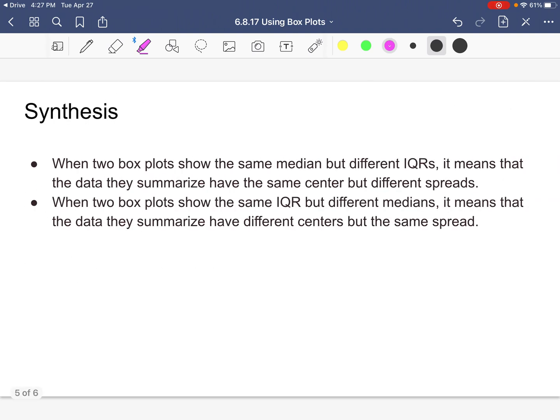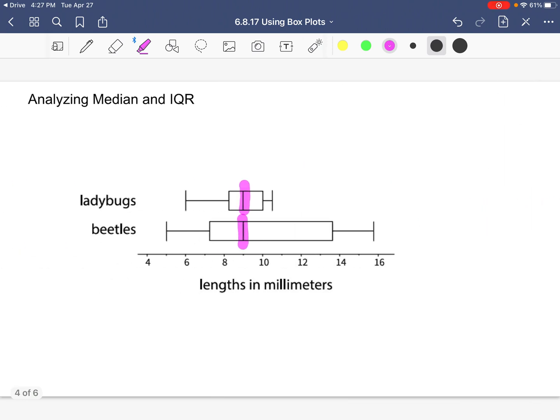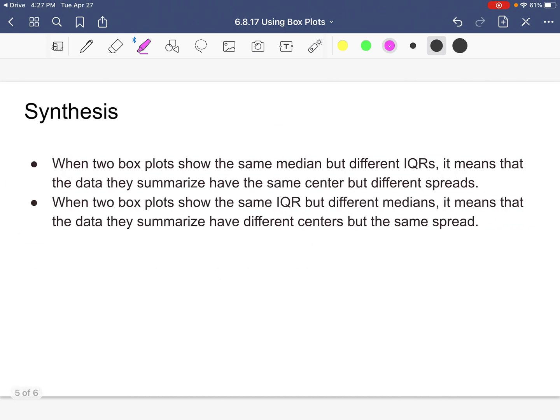So to summarize, when two box plots show the same median but different interquartile ranges, it means that the data they summarize have the same center but different spreads. So let's go back and look at the bugs. They have the same median, but much different spreads. Beetles have a much bigger spread in length, not weights, in length. And when two box plots show the same interquartile range but different medians, it means the data they summarize have different centers but the same spread, and we saw that in the example with the berries and the grapes.